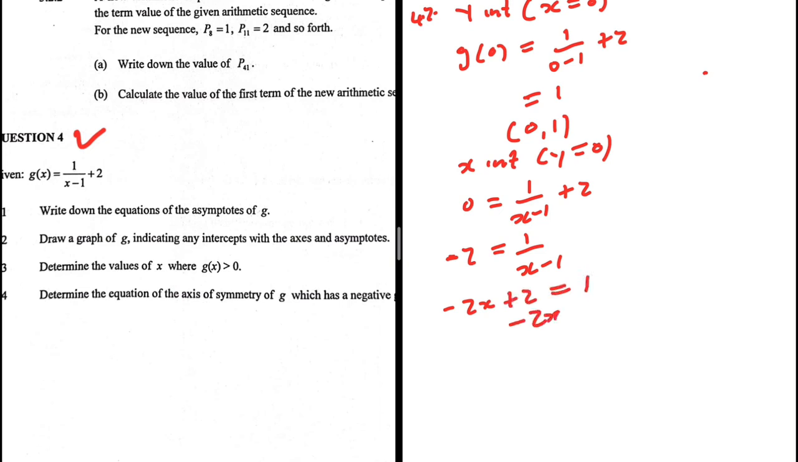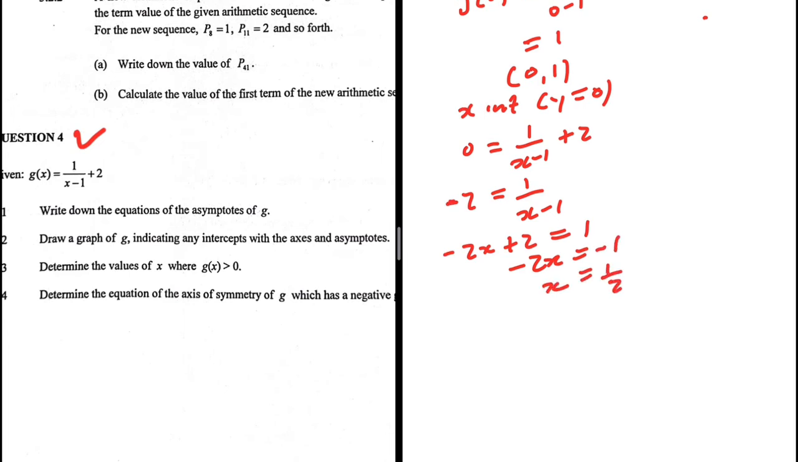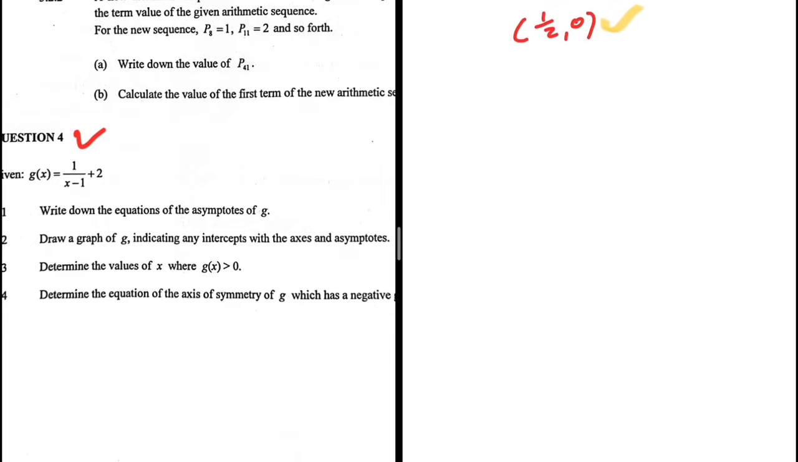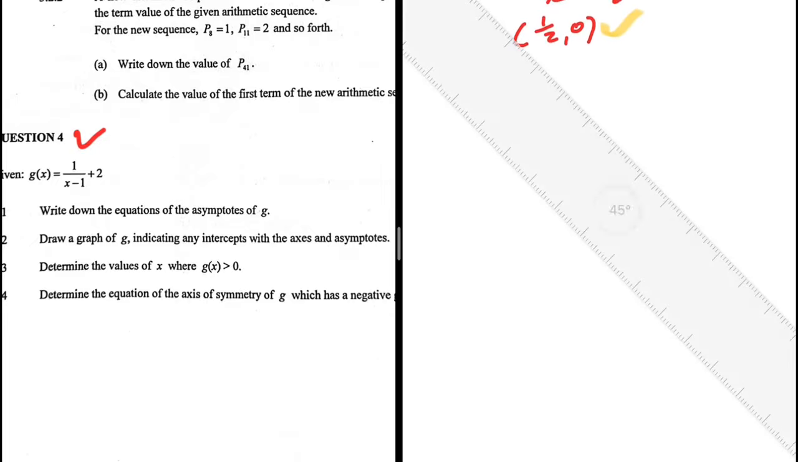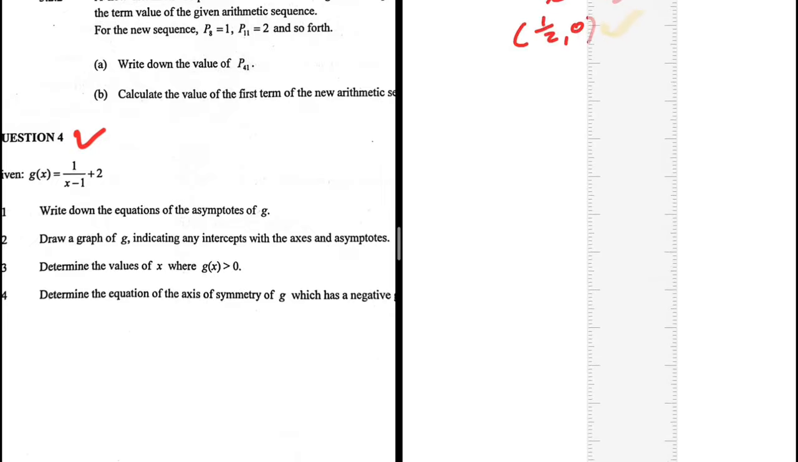So minus 2x is equals to 1 minus 2, which is minus 1. So x is equals to a half. Our x-intercept, x is a half, and obviously y is 0. So we have our intercepts and our asymptotes. We can go ahead and sketch this graph. So let's go ahead and do that.